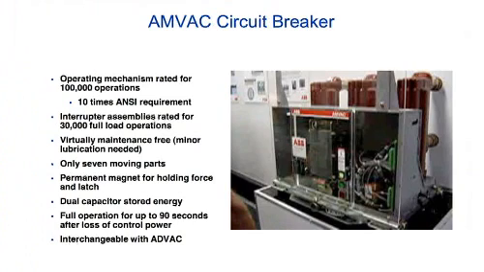The AMVAC circuit breaker, or any magnetically actuated breaker, which we happen to make as an AMVAC, is, in my opinion, the way to go. Why? Because it's got 7 moving parts. It rarely breaks. If you look at the maintenance schedule on this, it has a maintenance schedule between 4 and 6 years. That extends. Most spring-charged mechanisms have maintenance schedules anywhere between 1 and 3 years.